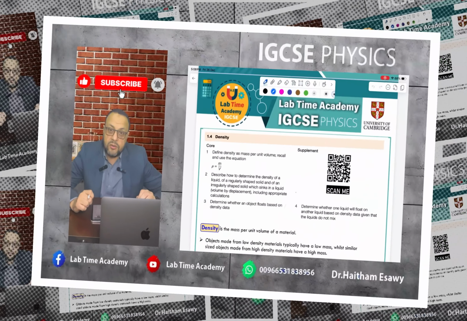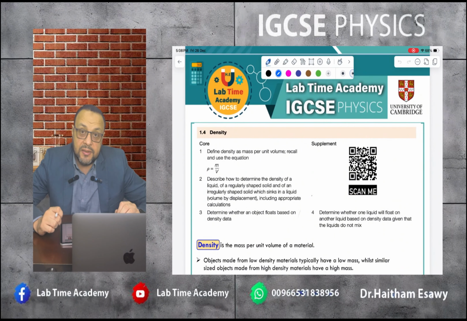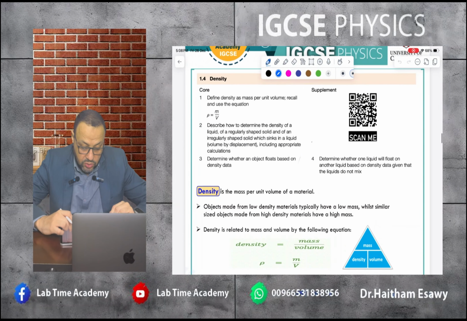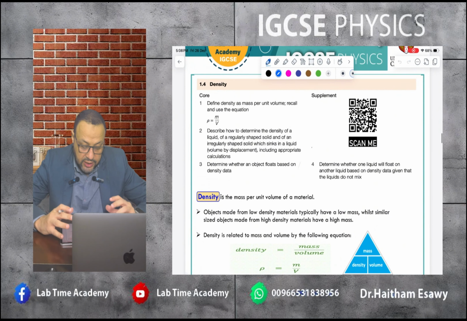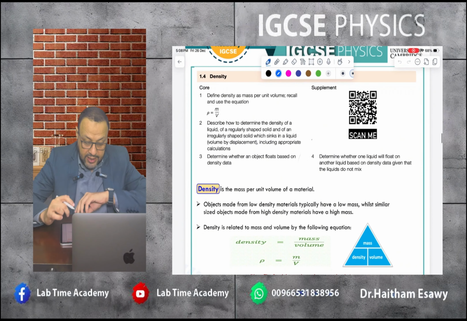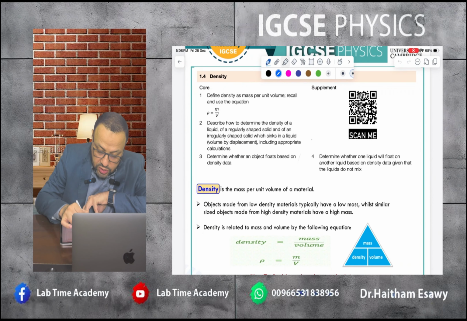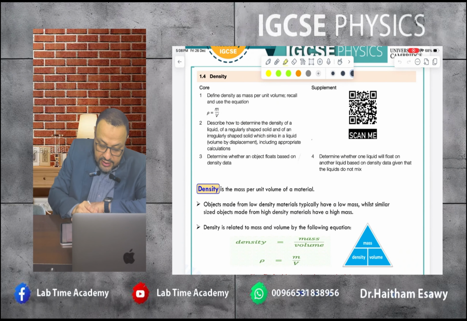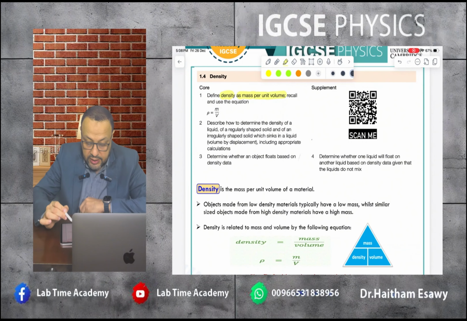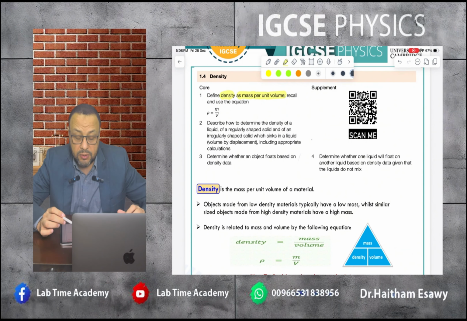Guys, inshallah today we're going to talk about force and density. First, we want to know about density, and these are the objectives of the new Cambridge updated syllabus. As you see, we have the new definition for density: density is the mass per unit volume. So take care about the new definitions and symbols.